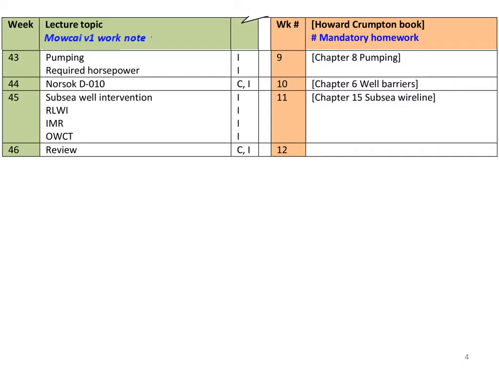At the end of October, we discuss well barriers for both well completion and for well intervention. For subsea well intervention, we include open water coiled tubing, OWCT, in spite of not being qualified for live well work at present moment.